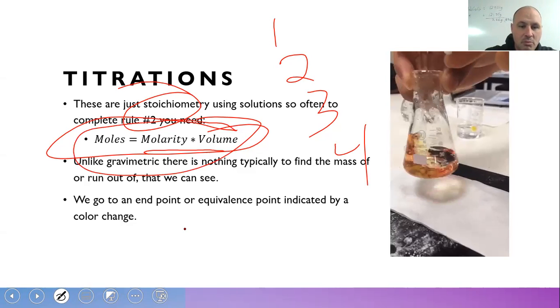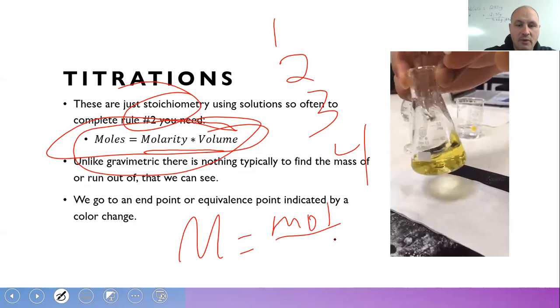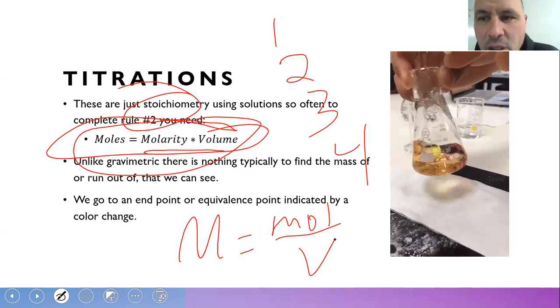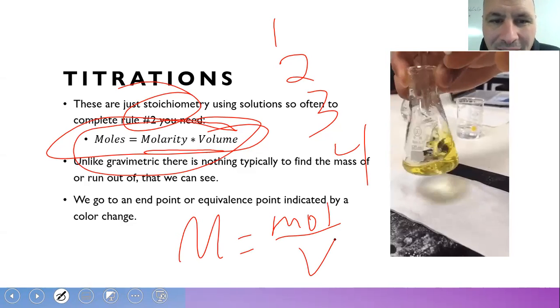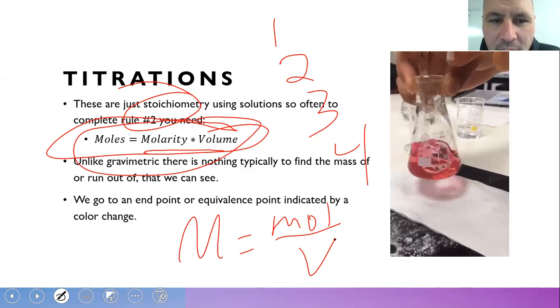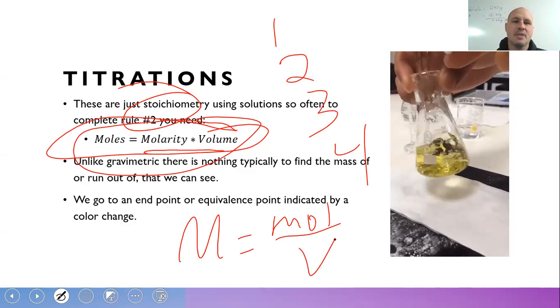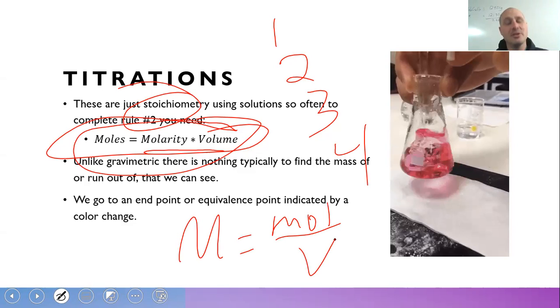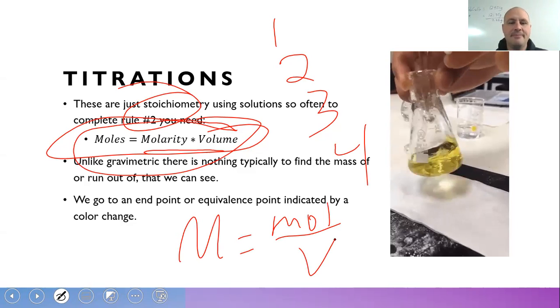Just to review, molarity is equal to moles over volume. That's it. Make sure your volume's in liters. Actually, you can cheat. If they're both in milliliters, it'll still work. You get this thing called millimoles, but you have to be converting all the way back. Okay, you can't leave it in milliliters. If it just asks for moles, you got to make sure you convert it to liters. So just a heads up on that.